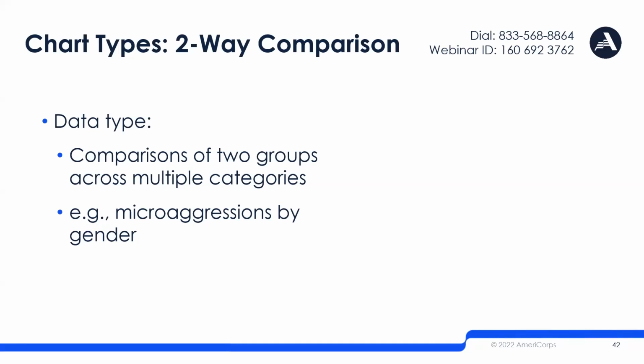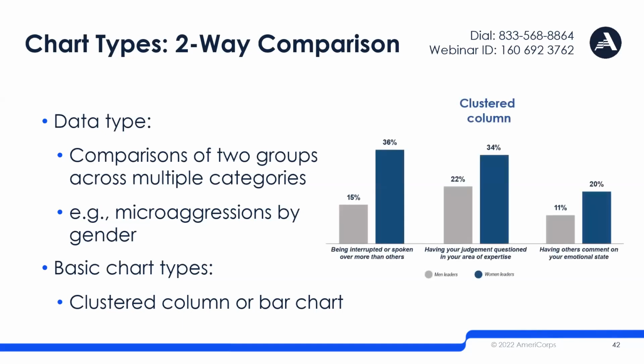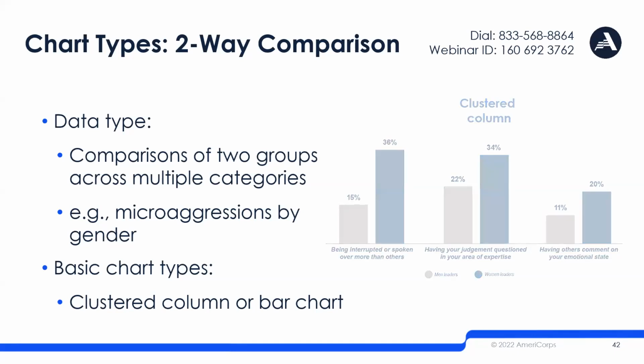And we're using 2 genders here to draw comparisons, but we know that gender is not binary. Basic chart types for this are clustered column or bar charts. These are native to Excel, so you can make them fairly easily. Here's a clustered column chart. The gray columns represent men leaders, the blue women leaders. And here's a clustered bar chart.